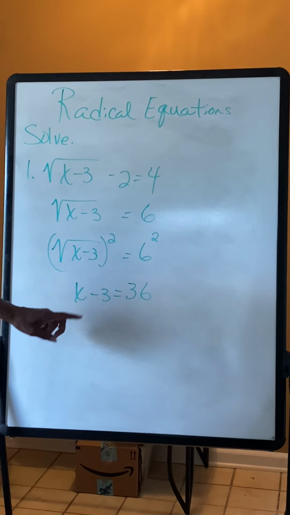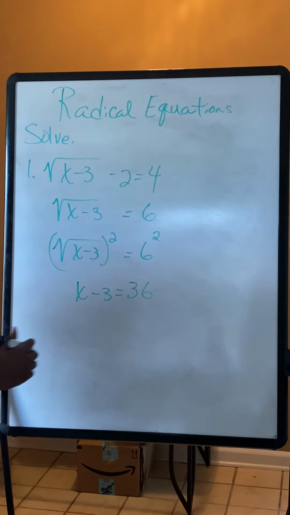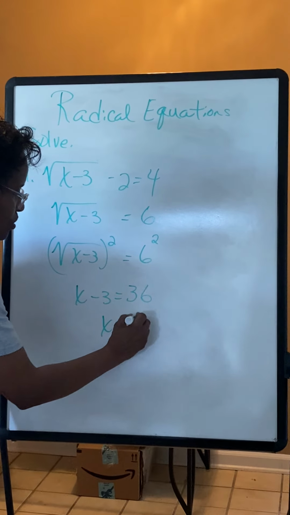Now I have a one-step equation. Transform the 3 by using addition. I end up with x is equal to 39.